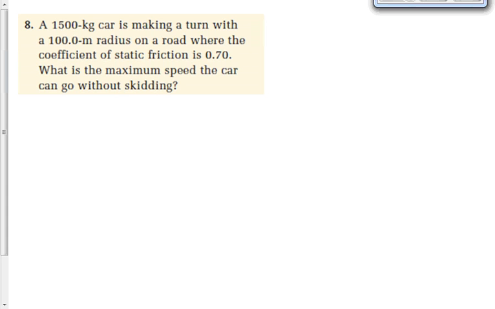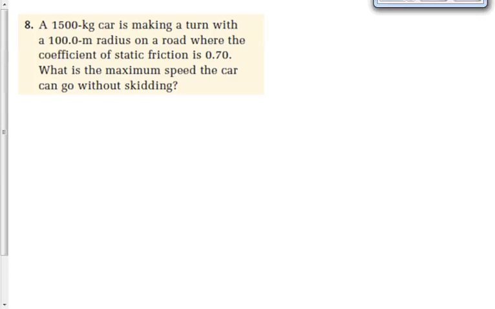It says a 1,500 kilogram car is making a turn with a 100-meter radius with a coefficient of static friction is 0.70. What's the maximum speed the car can go without skidding? You remember what we said when we started this unit? The whole idea of centripetal force, centripetal acceleration, they're always caused by something else. It's not a force in itself. It's not like gravity that keeps the Earth in orbit around the sun. It's not like that. Centripetal force is always some other force that we're just calling the centripetal force.